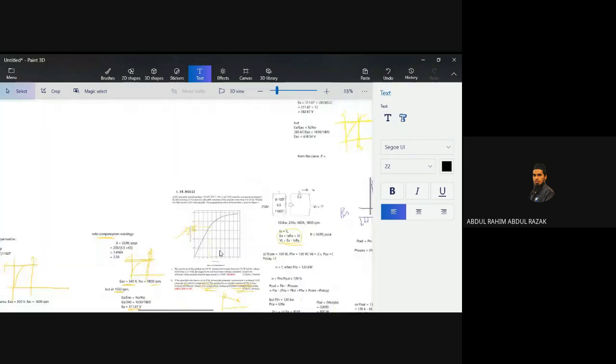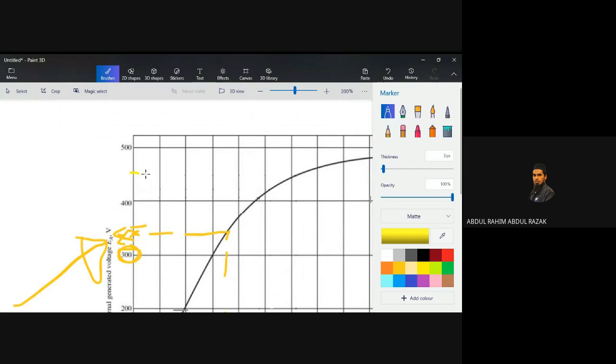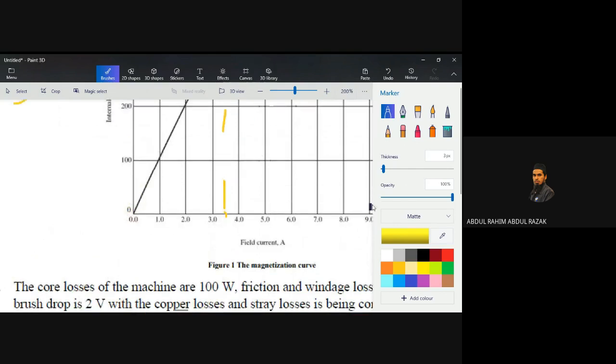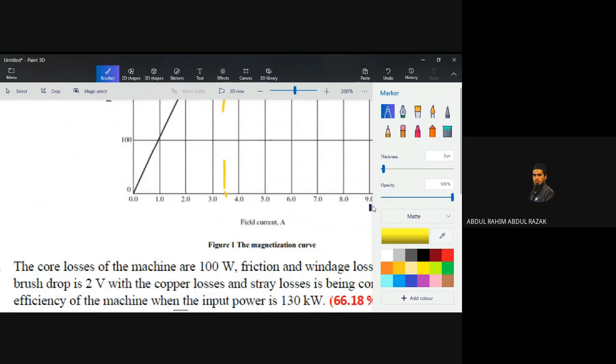418.54 volts, between 400 and 500. So here will be 450, 425. So 418 is around here. So it should be around here. And 418, so we go to about how much? 5 ampere. We can get 5 ampere. And so we get 5 ampere. Let's see.